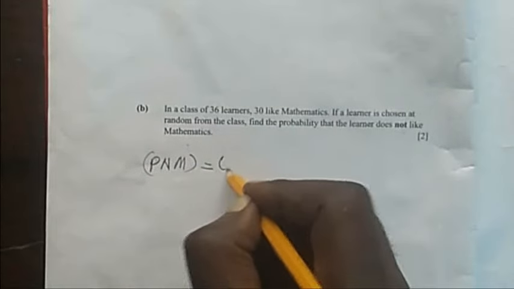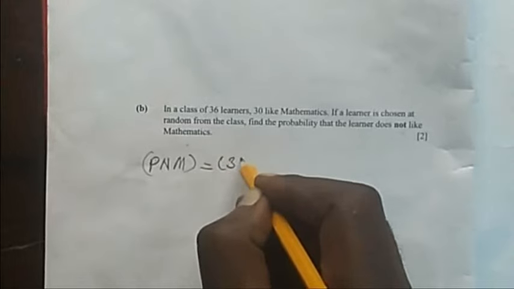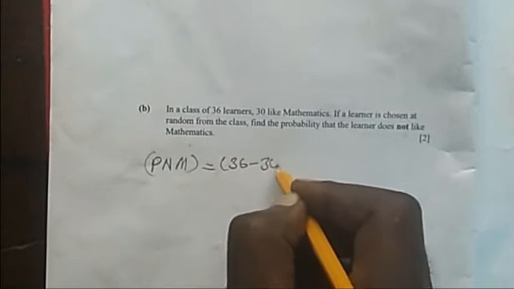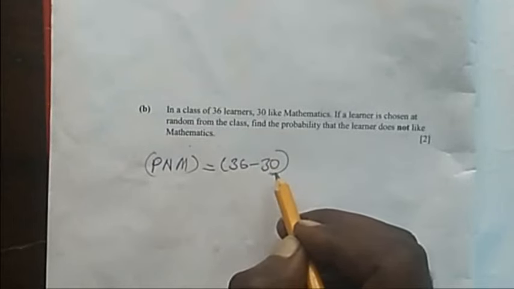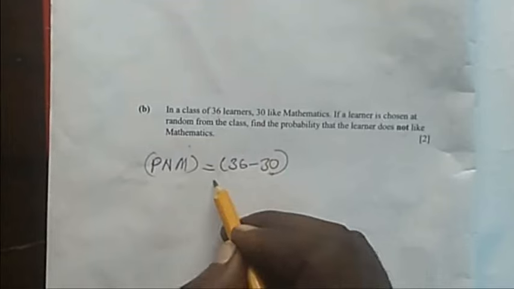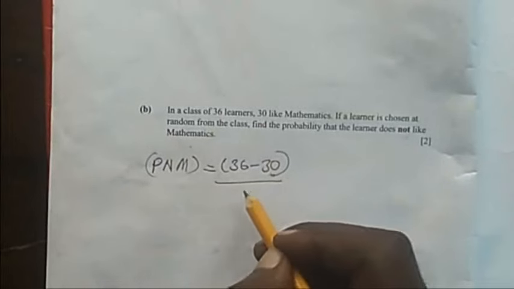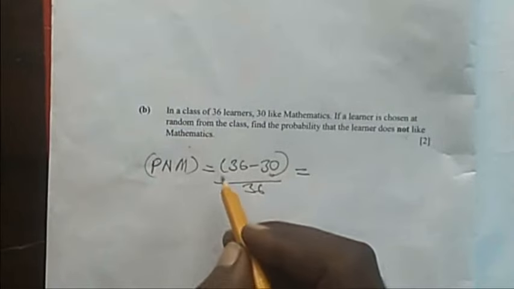Okay, so we can even write that, open bracket, then we say 36 minus 30. Why are we using 30? Because we are told that these are the learners who like mathematics, and in class there are 36. So we're going to say over the total, there are 36. Okay, so we are going to find the difference. So we can say is equal to, 36 minus 30 will give us 6, which is over 36.